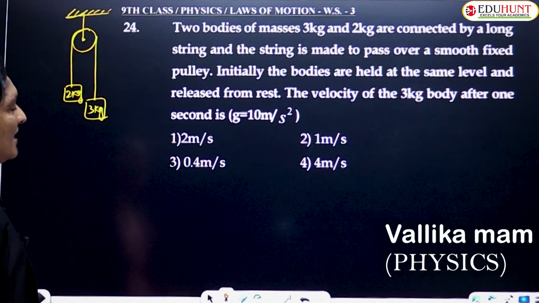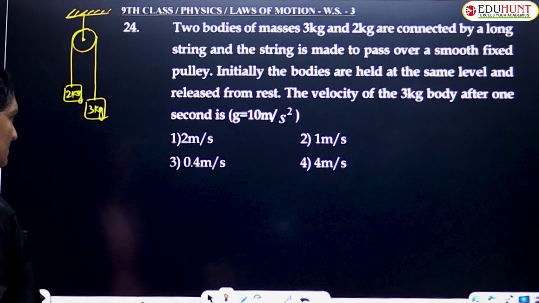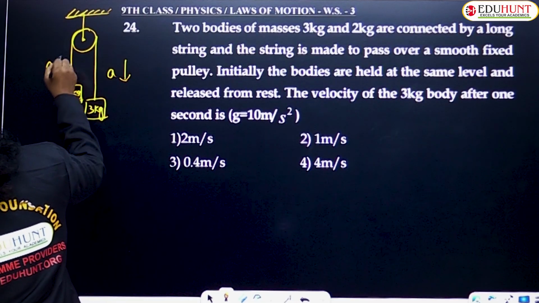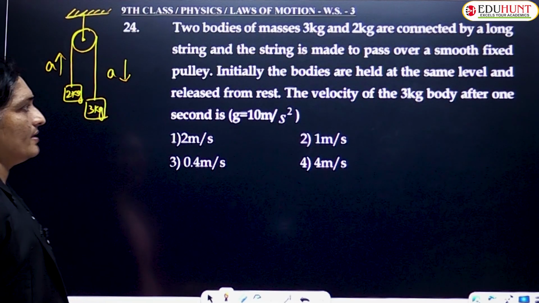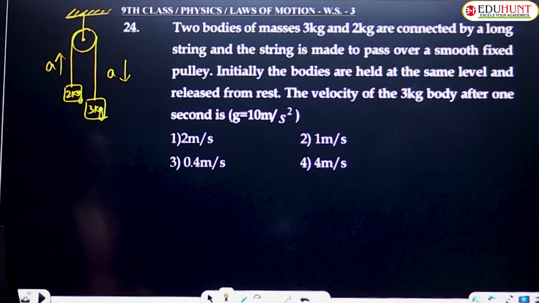That's it. Initially the bodies are held at the same level and released from rest. So no doubt when released from rest, the 3 kg mass will accelerate downwards and the 2 kg will accelerate upwards, because 3 kg is greater than 2 kg. The velocity of the 3 kg body after 1 second is asked.